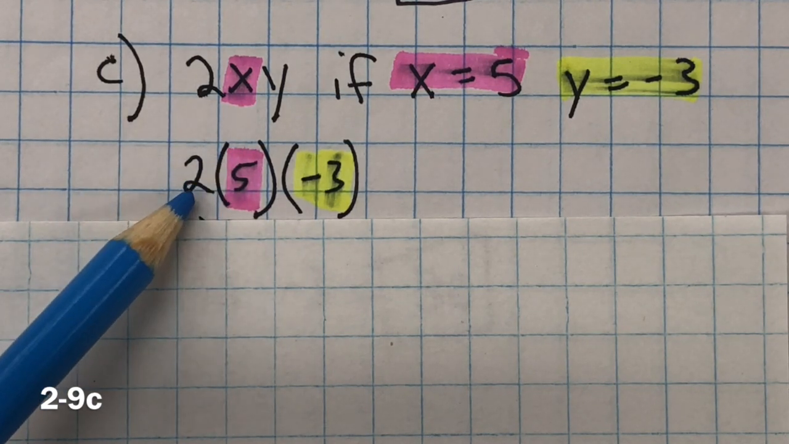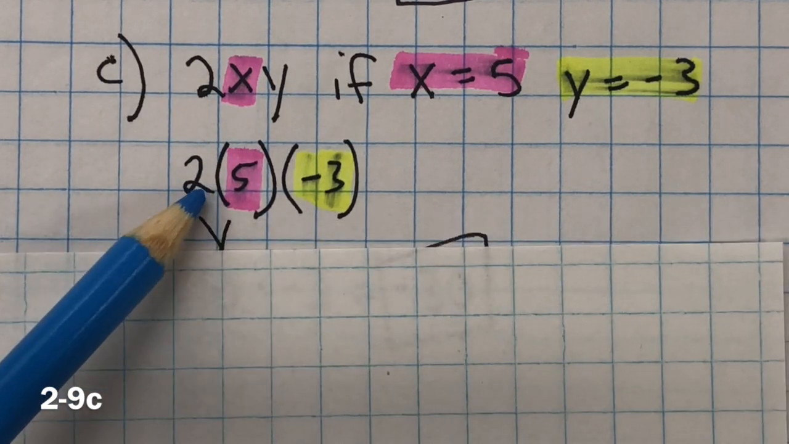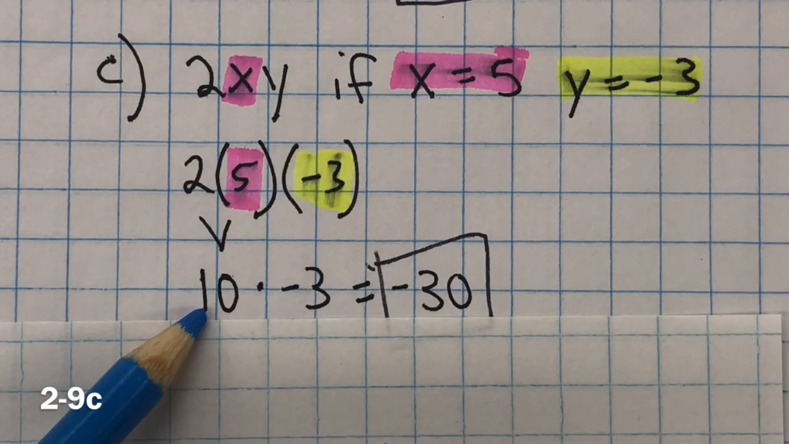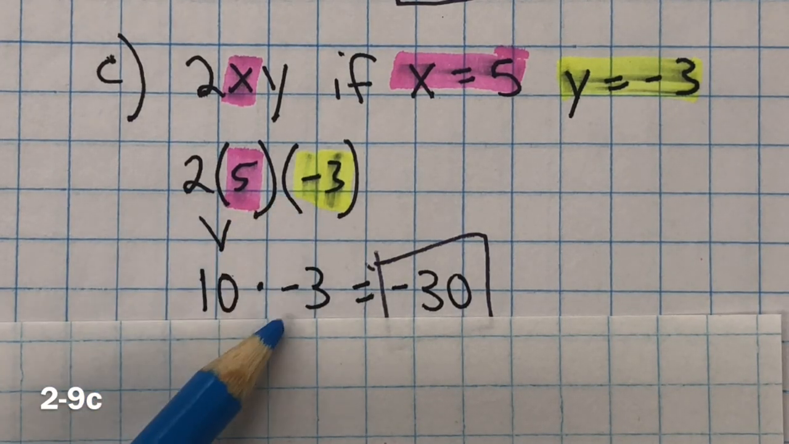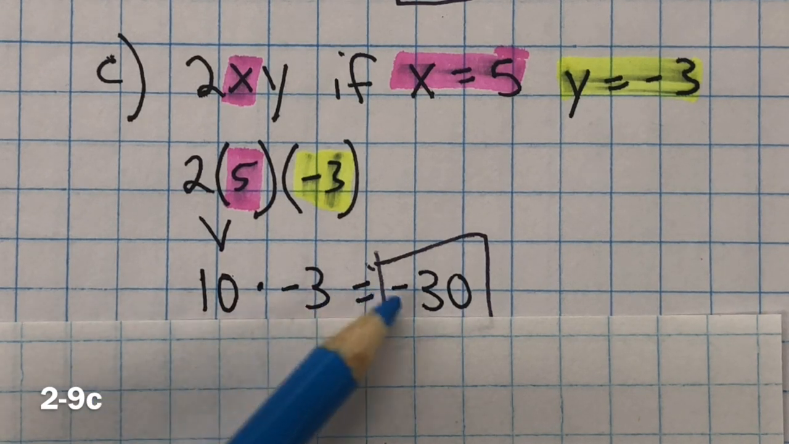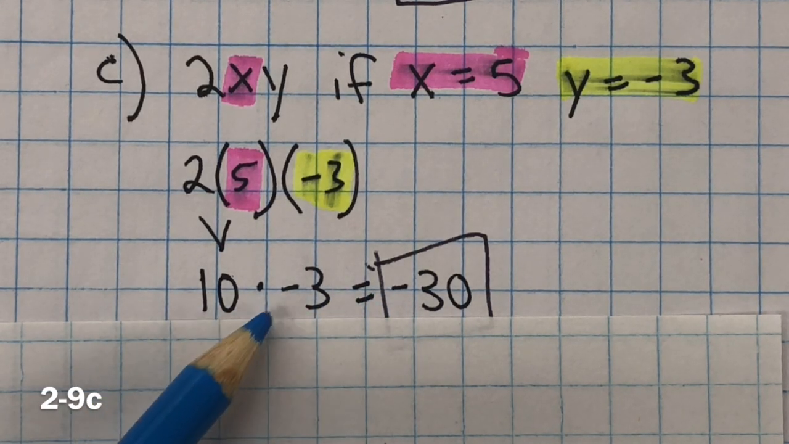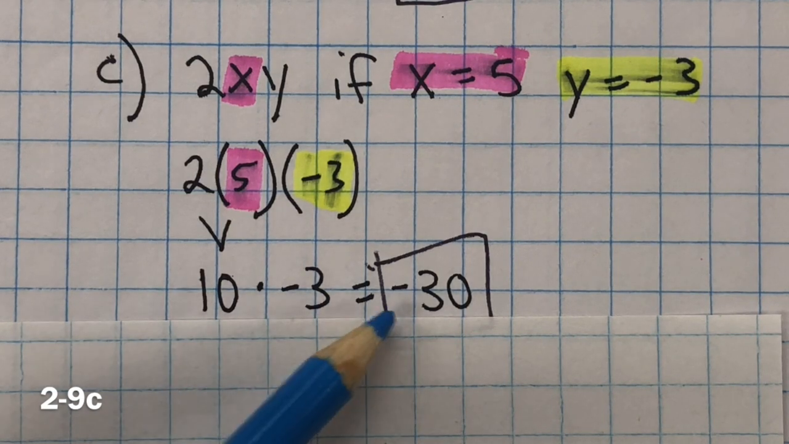We're going to do multiplication from left to right. So we have 2 times 5, which is 10, multiplied by a -3. Positive multiplied by negative is a negative. So 10 multiplied by -3 is -30.